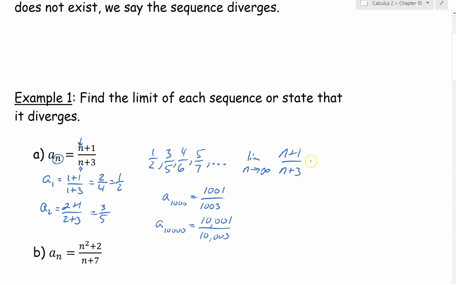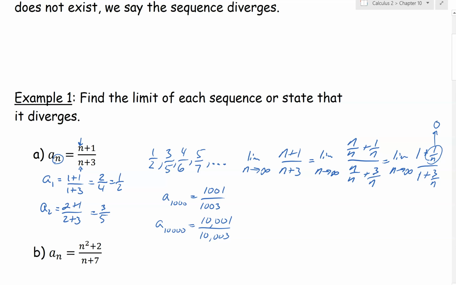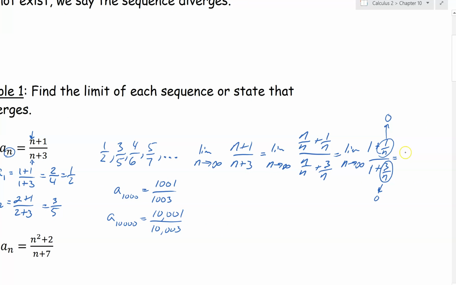Another method that you learned in Calculus 1 is to divide the numerator and denominator by the highest power of n that we see, which is n to the first power. So if I divide everything by n, that is the same as the limit as n approaches infinity of 1 plus 1 over n over 1 plus 3 over n. This term is approaching 0 because as n gets large, that fraction gets very, very small. The denominator is getting large, so the fraction is approaching 0. This is approaching 0 as well. So we just get 1 over 1, which is 1. So this limit is equal to 1.